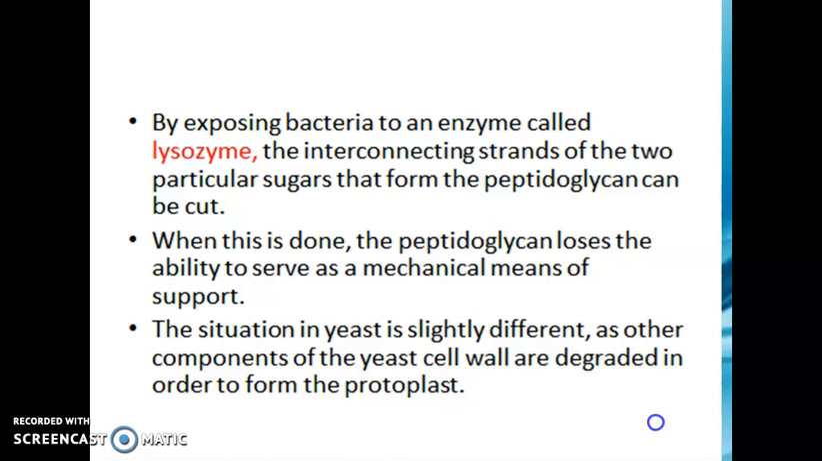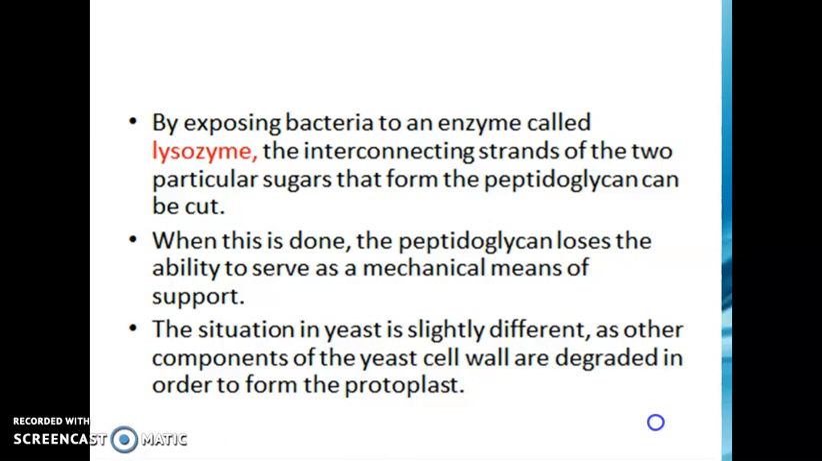By exposing the bacteria to an enzyme called lysozyme. Now how does this lysozyme action take place? The interconnecting strands of two particular sugars within the peptidoglycan can be cut. What are the two sugars? NAG and NAM, N-acetyl glucosamine and N-acetyl muramic acid, are the two sugars present within the peptidoglycan. When the bacteria is exposed to this enzyme, these sugars can be cut. When this is done, what happens? The peptidoglycan loses its ability to serve as a mechanical means of support, as a result of the sugars being cut.